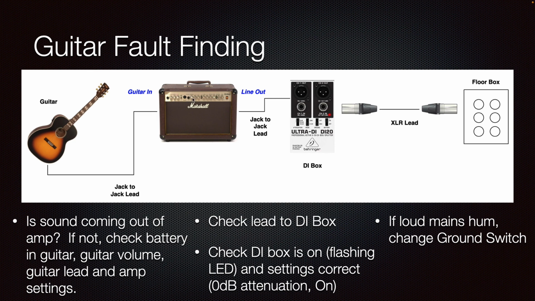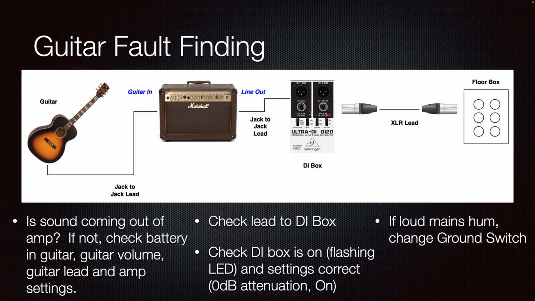You know, the amp could actually be turned down to 0, and there's a number of volume controls on the amp. There's an initial gain stage here for that channel, then there's a master volume as well. So just check that that's going. Get the sound coming out the amp. So if the sound is coming out the amp, you found that one, but it's still not coming out the desk, well, the next thing is to check the lead to the DI box.